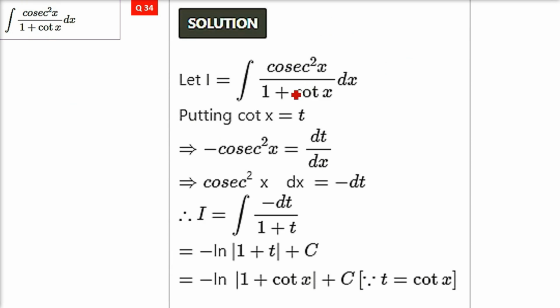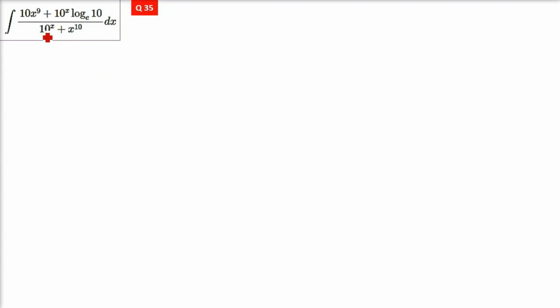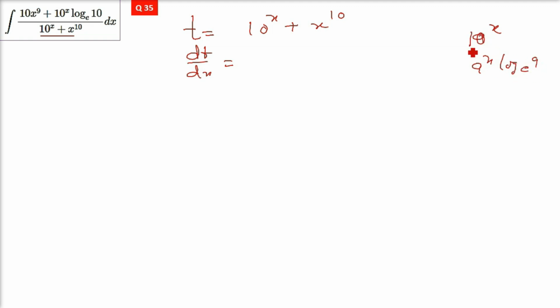It's very straightforward. In all these questions, just put the denominator as t, you will get the numerator, and log is the answer. Now this question again seems to be a different sort of question, but don't worry about that. The denominator will give you exactly the numerator. That is, put t equals 10 raised x plus x raised 10. When you differentiate this, dt by dx, the differentiation of a raised x is a raised x log base e a. A is 10 here, so wherever a is there, just put 10.